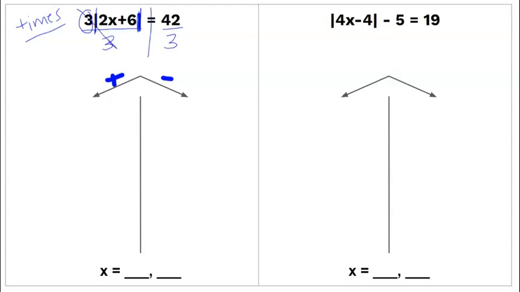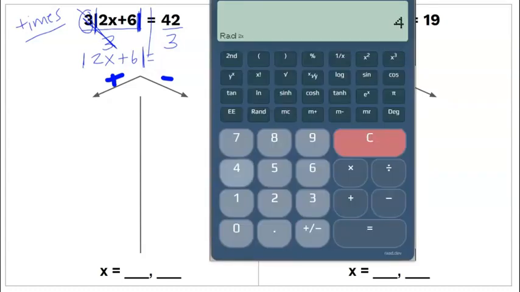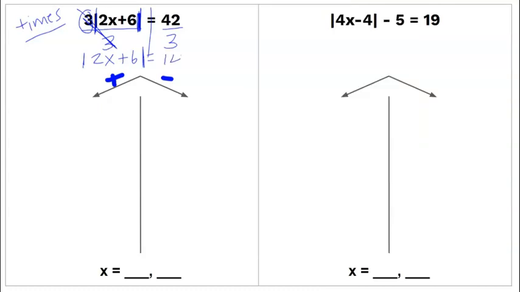When I divide the left side by 3, the 3's cancel, and we're left with the absolute value of 2x plus 6 is equal to, and then we can do 42 divided by 3, which is 14. So now, when we look at this, we can see only the absolute value bars are on the left. Everything else is inside those absolute value bars, and then it's equal to a positive number. Once we have that, then we can split it into our positive and negative case.